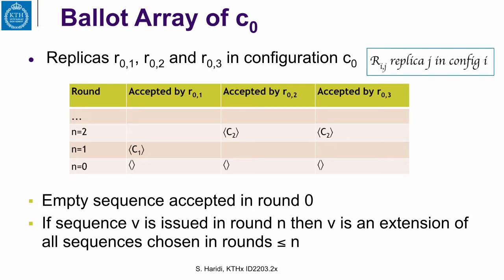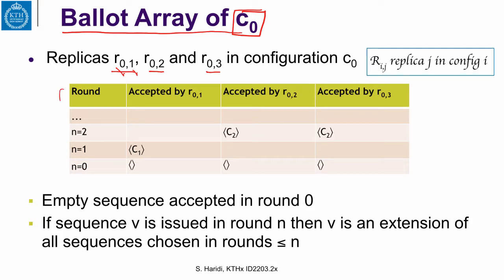So let us look here to the ballot array. If you remember the ballot array from sequence consensus, we are in configuration C0. We have 3 replicas. This is replica 0, 1. 0 denotes the configuration. 1 is a replica. 0, 2, and 0, 3.